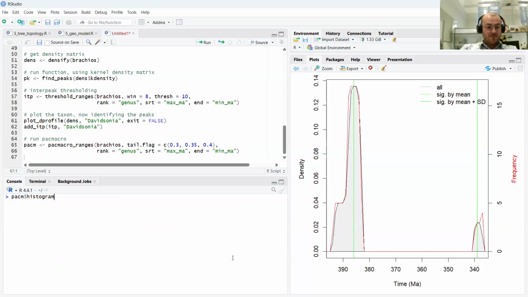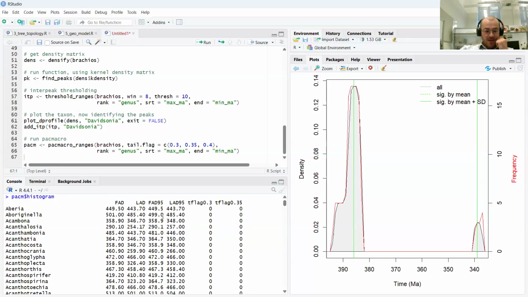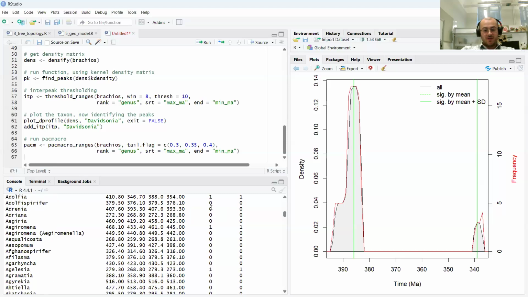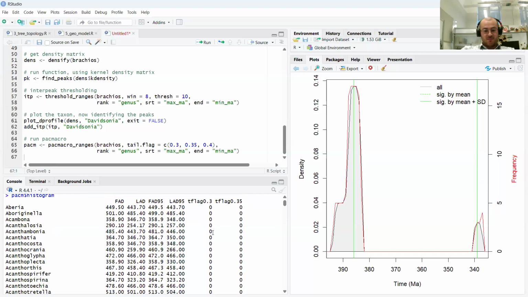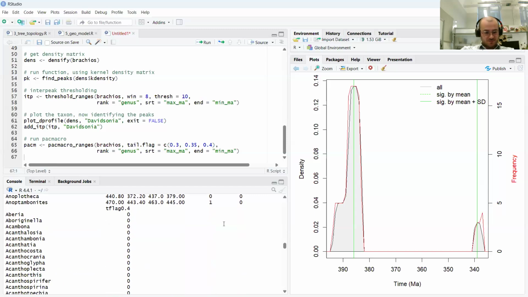And if we look at what we find in PACAM, what we get from this is the stratigraphic range in our occurrence data in the first two columns, and the stratigraphic range represented by the 95% distribution. And then it tells us whether the tails in our distribution were marked as anomalous using, I think, a 30% tail length and a 35%. So again, this is customizable if you wanted to use a more or less stringent value.